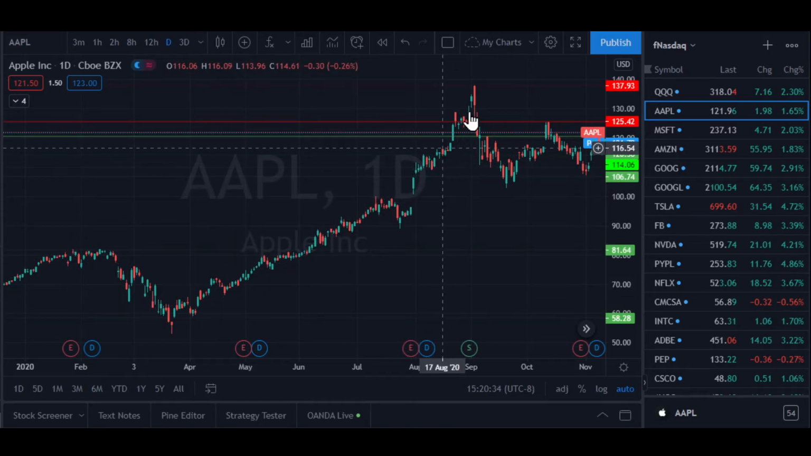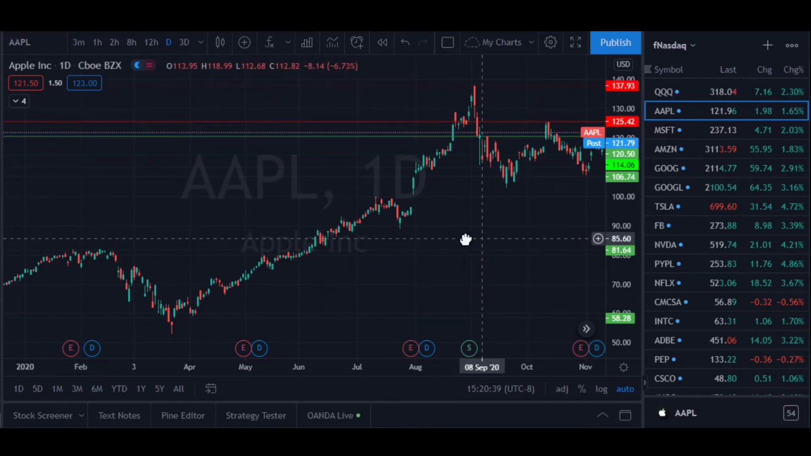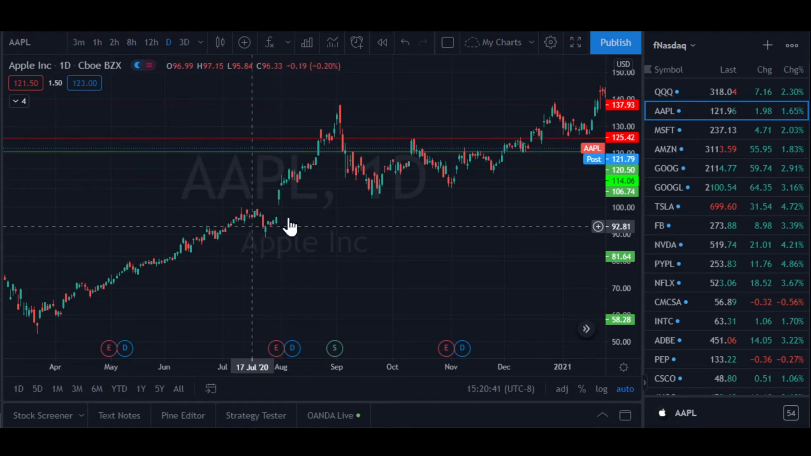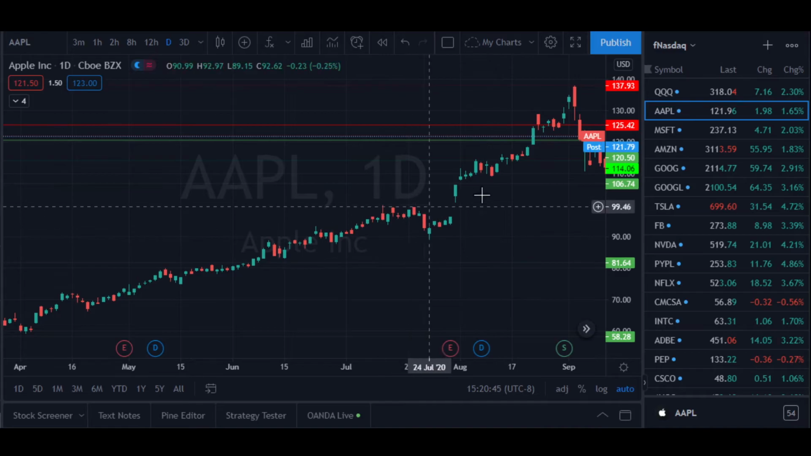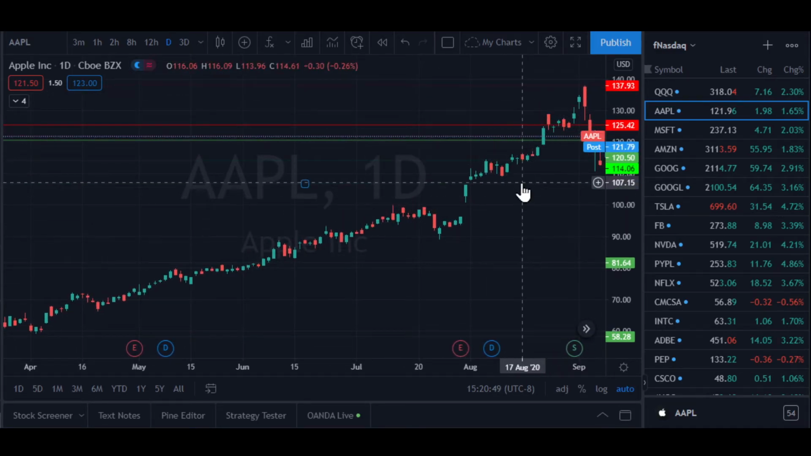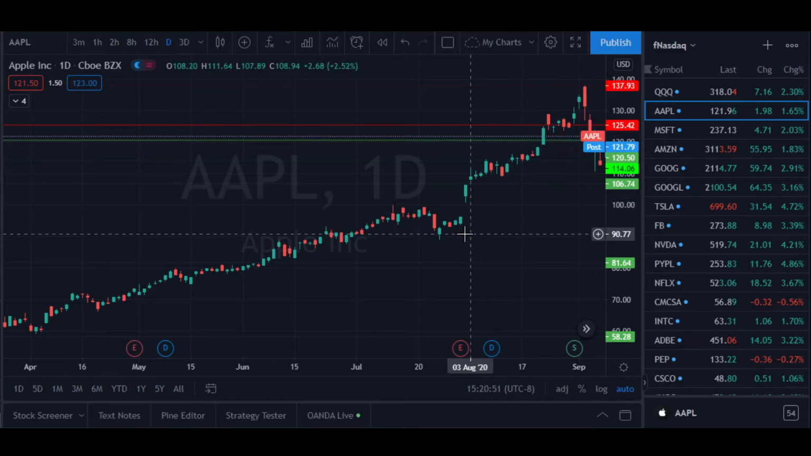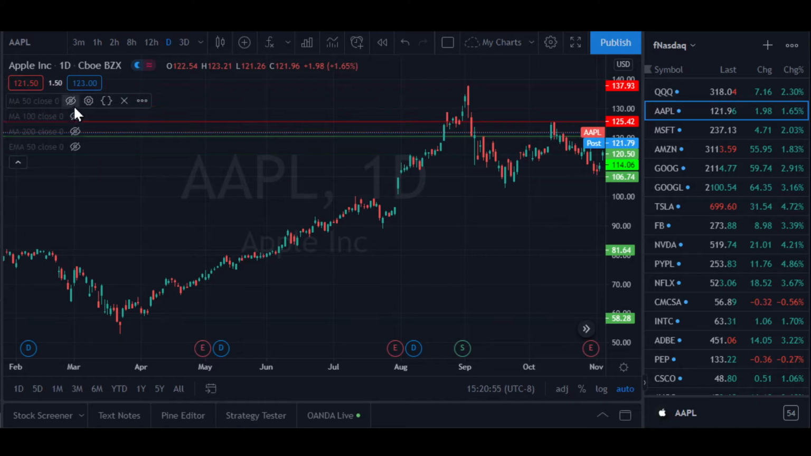you can see starting here in late July, it really took off. And so you might be thinking, okay, well, what price point should I be looking for? Because, hindsight's 20/20, but right here, it's not very clear where the support or the resistance is as it's coming up because it's at all-time highs. So what do we do? Well, one thing you could do is use a moving average on the daily chart.